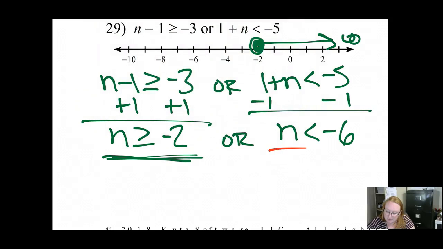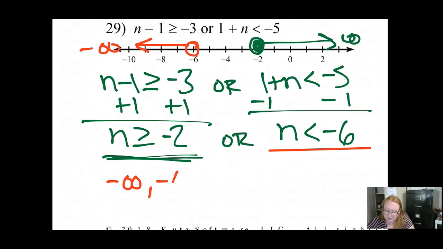I'm looking here. I'm going to put it on negative 6. I'm going to leave it open because there's no equal sign. And I'm going to point it off towards negative infinity. So I get negative infinity, comma, negative 6. I put parentheses on both of these because it never equals negative infinity and because negative 6 is never equal to because of the open dot. Okay, that not equal to.